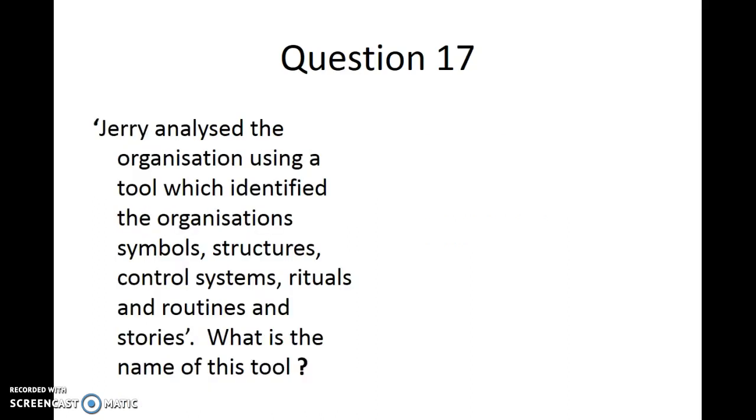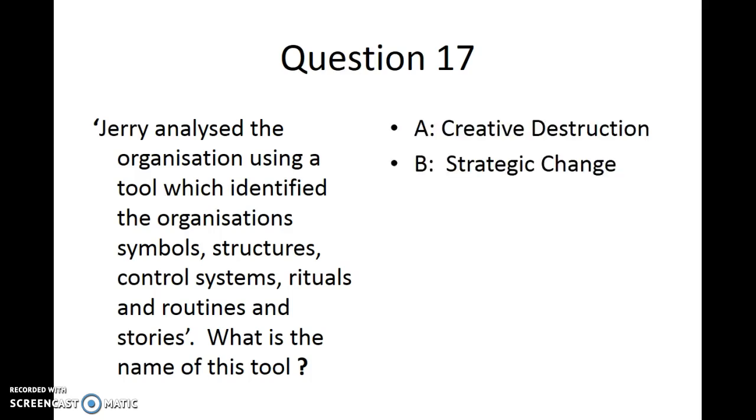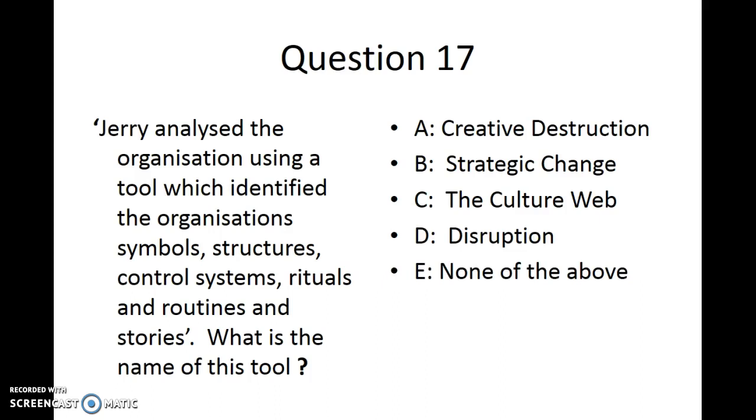Question 17. Jerry analysed the organisation using a tool which identified the organisation's symbols, structures, control systems, rituals and routines and stories. What's the name of this tool? Is it A, creative destruction, B, strategic change, C, the culture web, D, disruption, or E, none of the above?